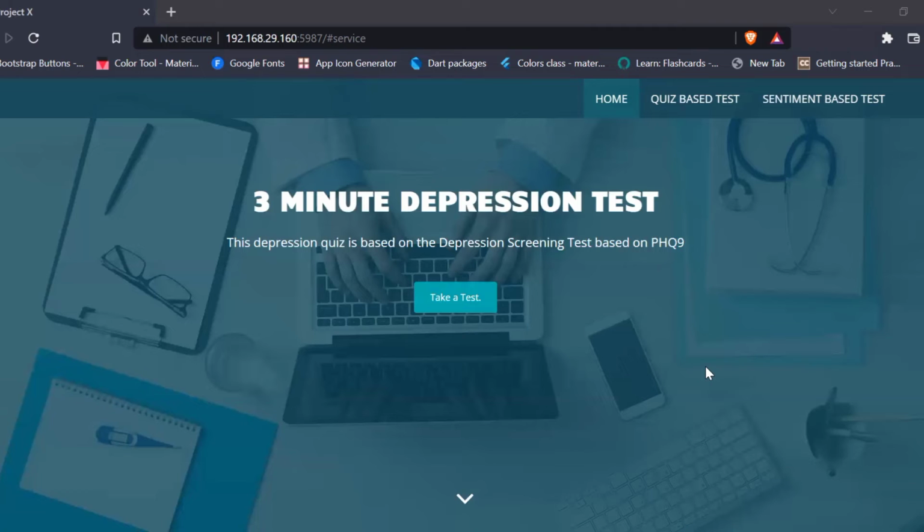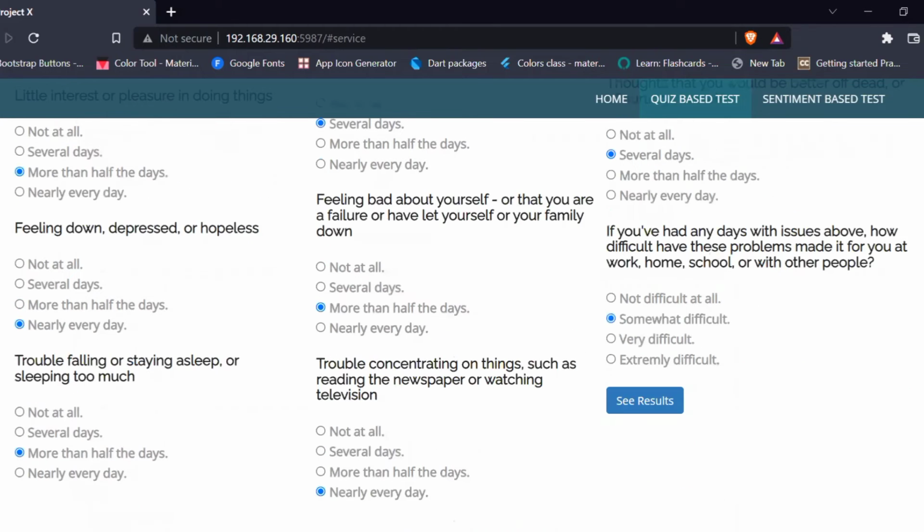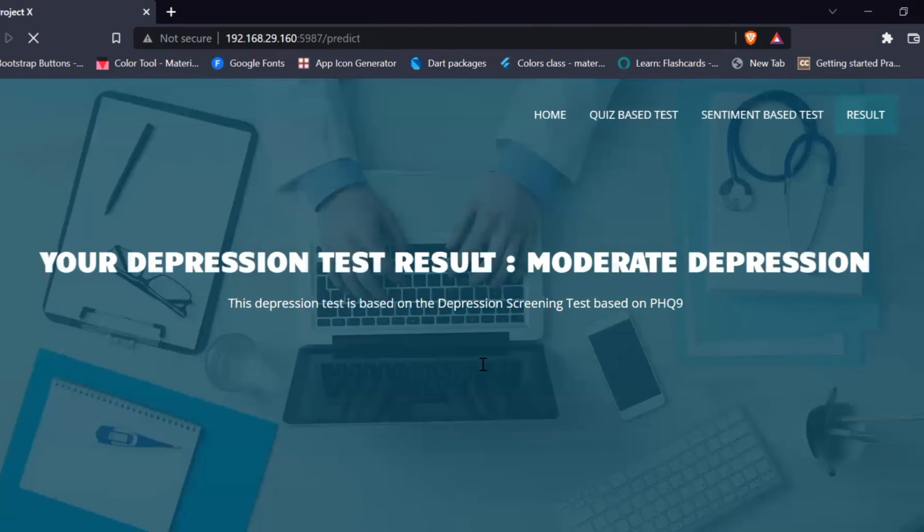Here, in this window, I have selected the relevant options to the questions in order to determine the severity of depression of a person. This is the result that we have concluded by the selected options.